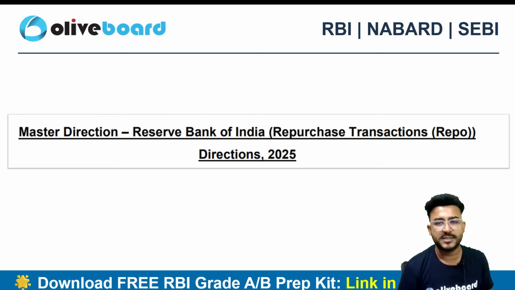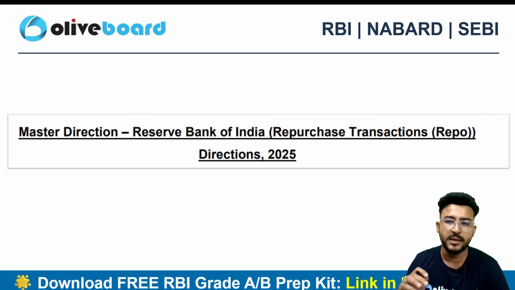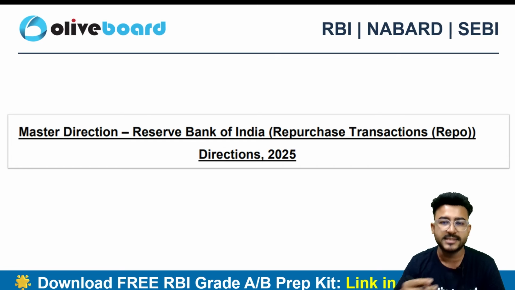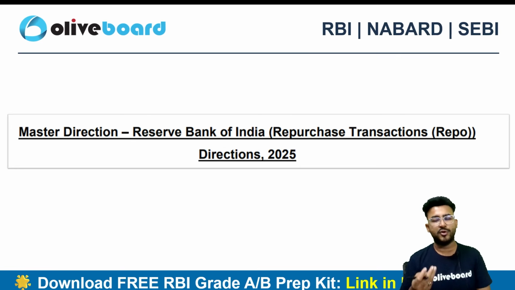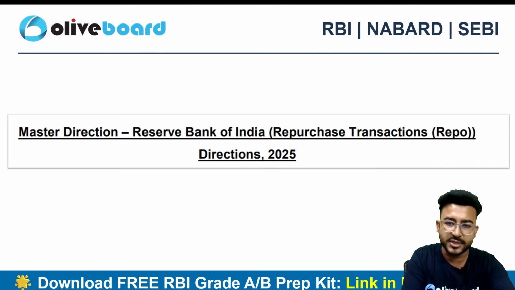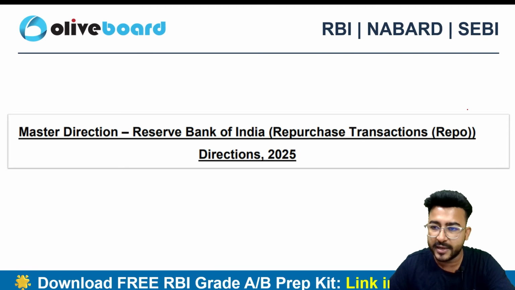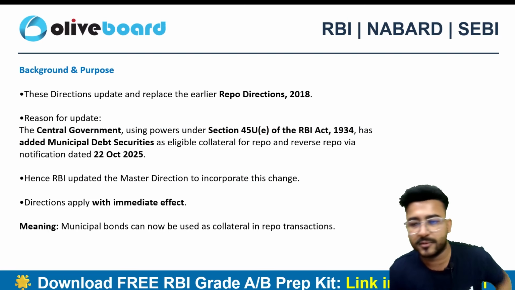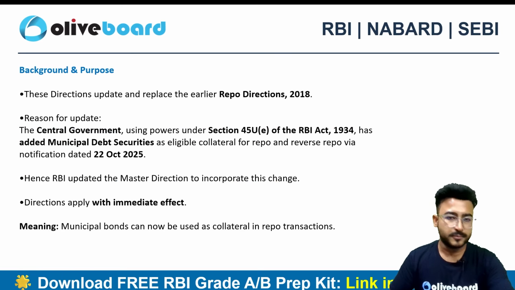Let's start with the first circular of November 2025, which is related to the master direction, Reserve Bank of India repurchase transaction, which we also call repo direction 2025. We also call it repo transaction, repurchase transaction. Why do we call it repo? Because there is a repurchase element in it, right? So let's first try to quickly understand what repo is all about.